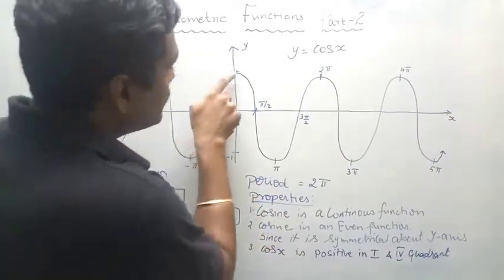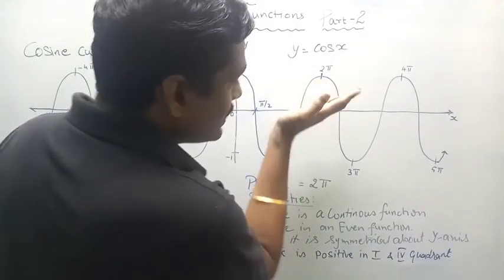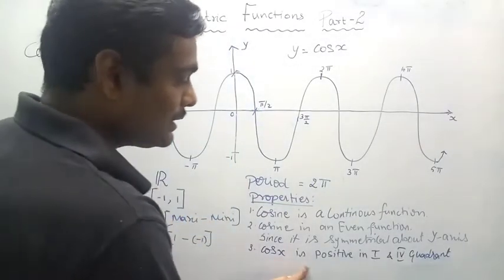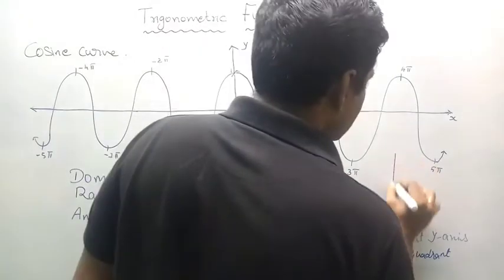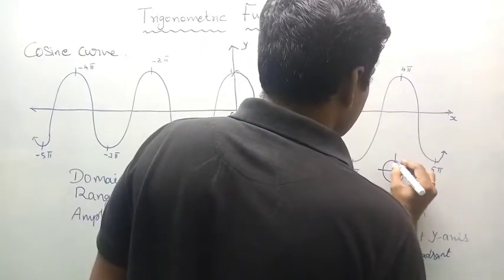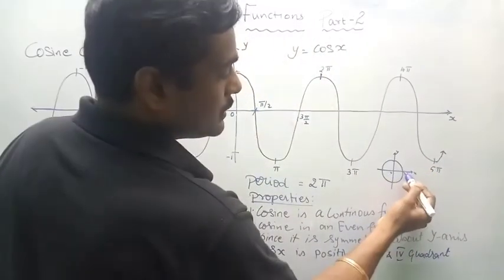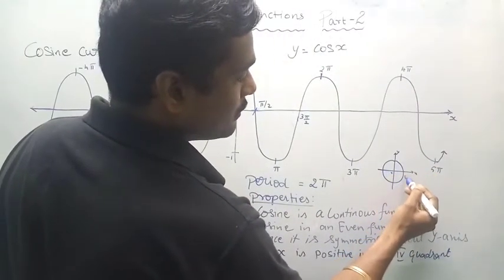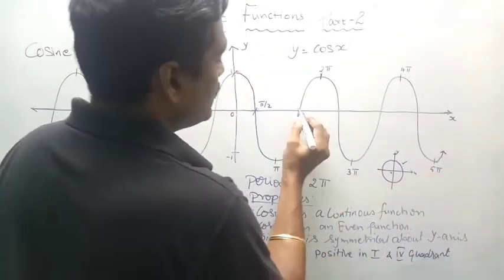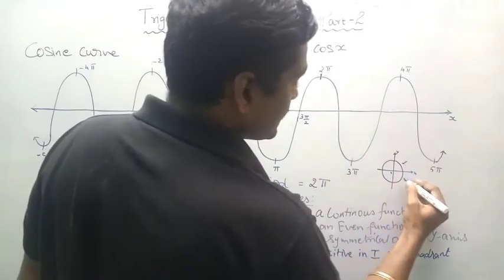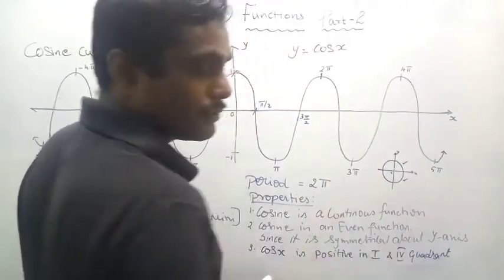Let us see the curve. 0 to 90 degree, it lies above the x-axis. 270 to 360 degree, it lies above the x-axis. So cos x is positive in the first quadrant and fourth quadrant. When you draw a circle, this is 0 degree, 90, 180, 270, 360. So 0 to 90 above the x-axis, positive. 270 to 360 above the x-axis, positive. So cos x is positive in the first and fourth quadrant.